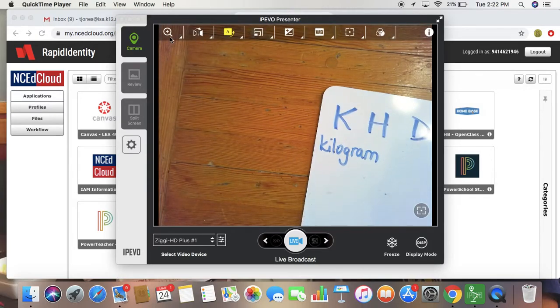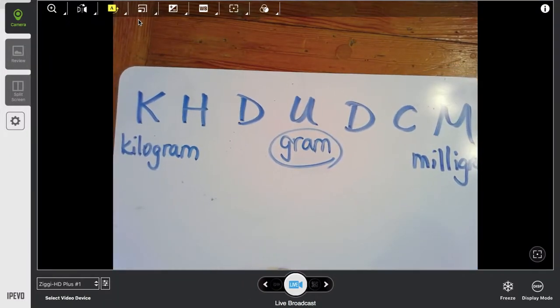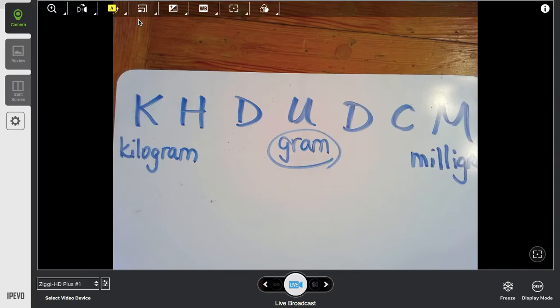All right, guys, here's our last part of our lesson for today. Let me get this bigger. All right, now we're going over to the metric conversions for our metric units.